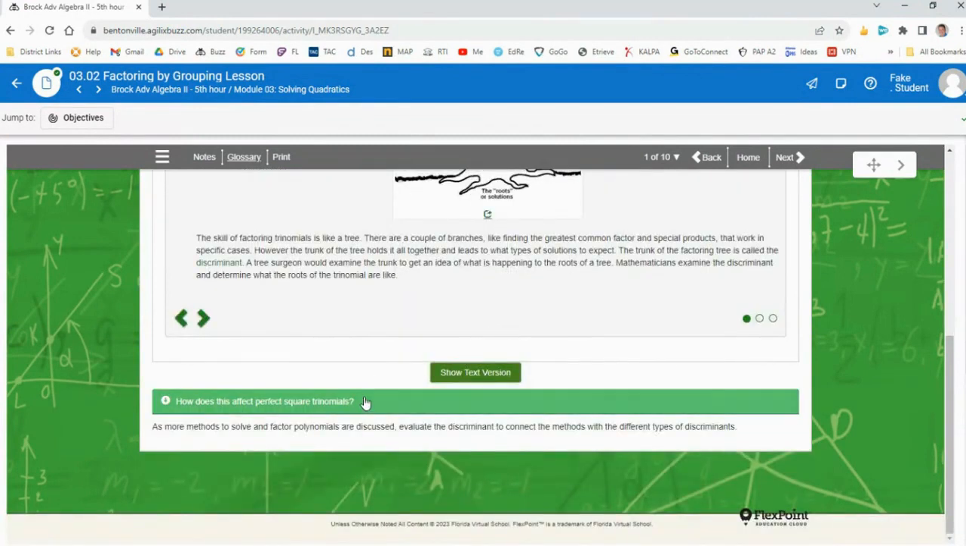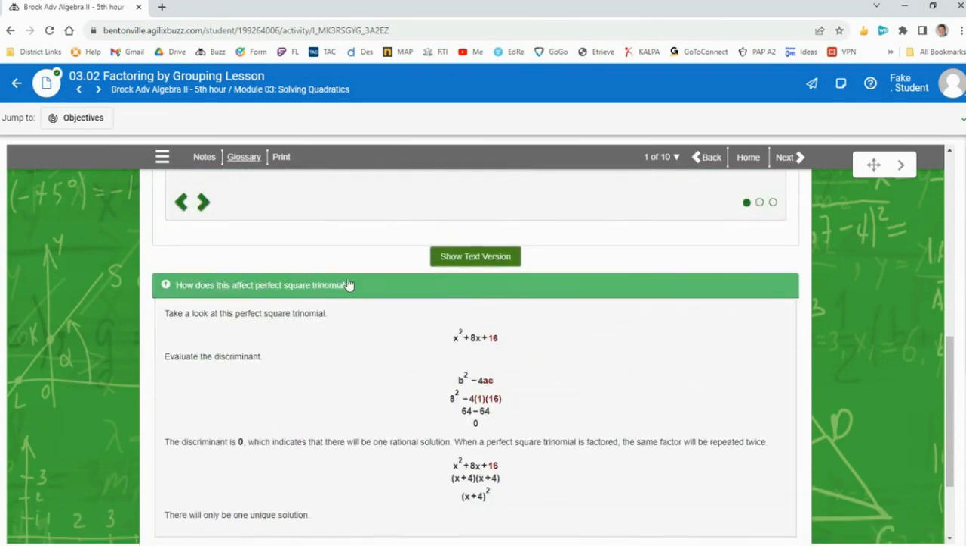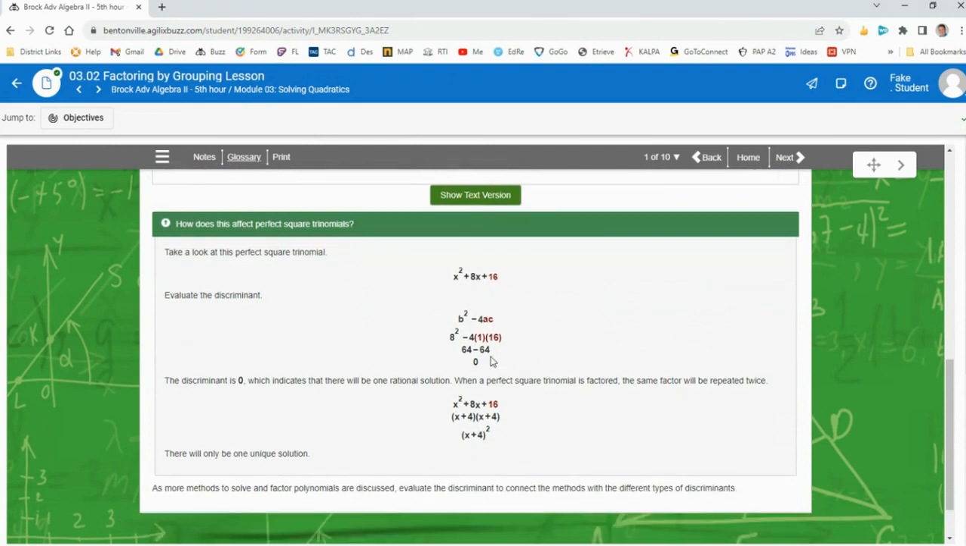Looking at a perfect square trinomial, like x squared plus 8x plus 16, that's a perfect square trinomial. If we took the discriminant, that would equal 0, because there's only one solution. It's x plus 4 squared, so the solution is -4. There's only one unique solution on any perfect square trinomial. That's always going to be the case with a perfect square trinomial.